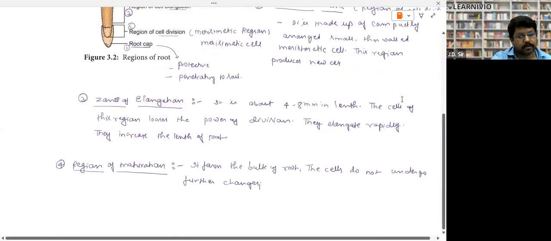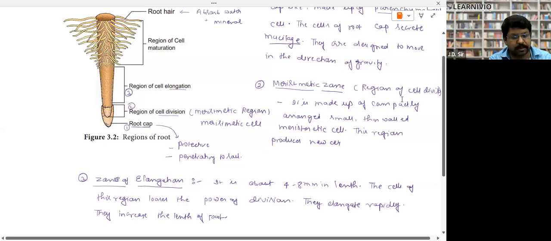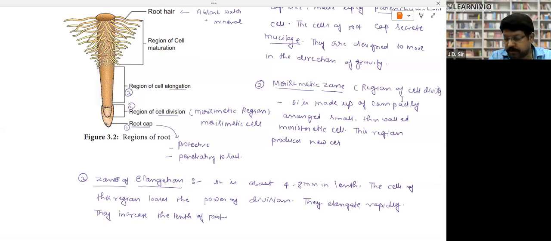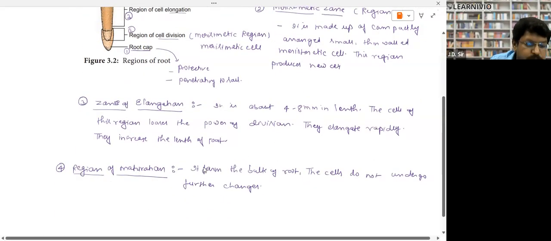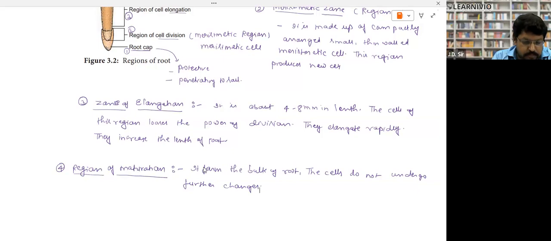Right. So that's it for the root system. Next class we'll start the root system and the types of root and modifications of root. Can you go to the fourth one, sir? The region of maturation. Yeah, done. Okay, so next class will start from here on.